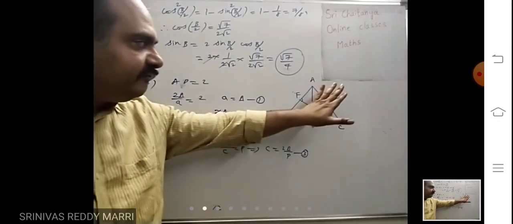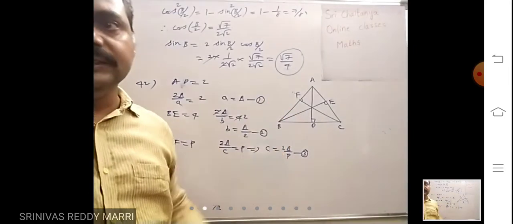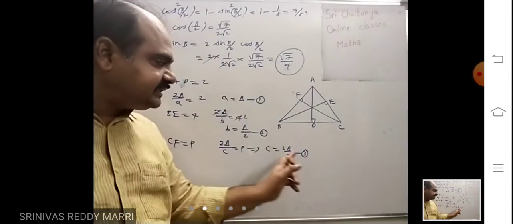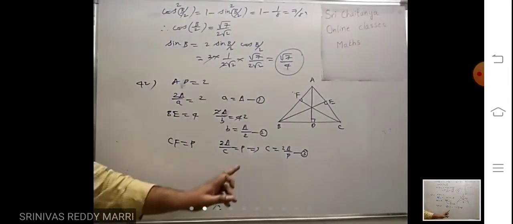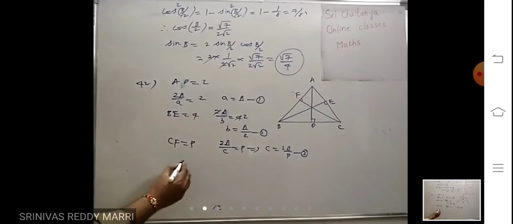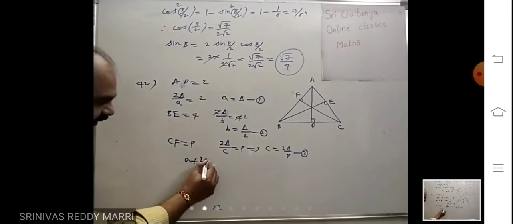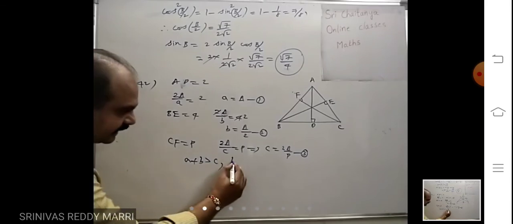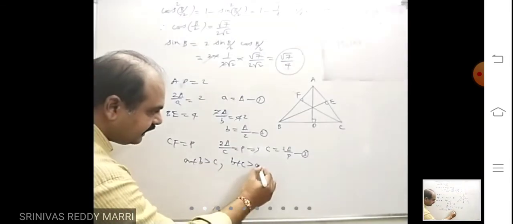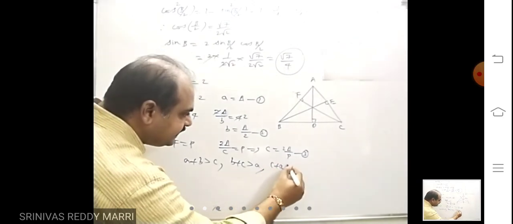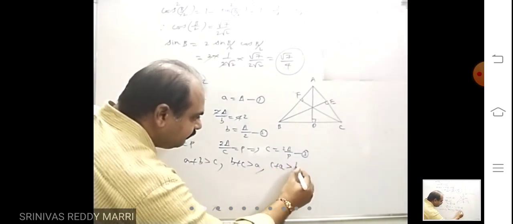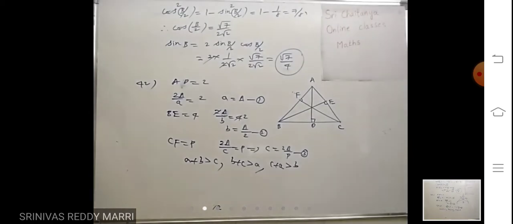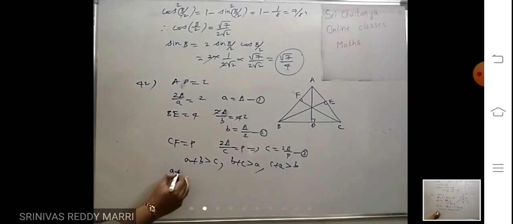First, a triangle must be formed. These three sides are forming a triangle, that means we will use the triangle inequality. Whenever three sides are known, we will use the triangle inequality: the sum of any two sides is greater than the third side. B plus C greater than A. Now A plus B greater than C.